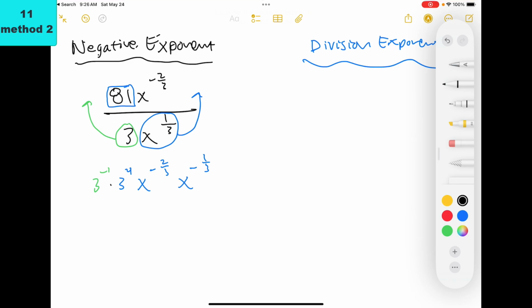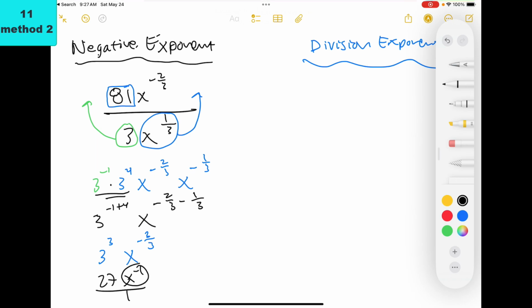So then, you know, you're multiplying with the same base. So you add the exponents, -1 plus 4. Then this one will be x to the -2/3 minus 1/3. And then if you finish that up, that'll become 3 to the 3rd power x to the -3/3. So that'll become 27 x to the -1. And then that -1 would come down, so you would get 27 over x would be our answer.